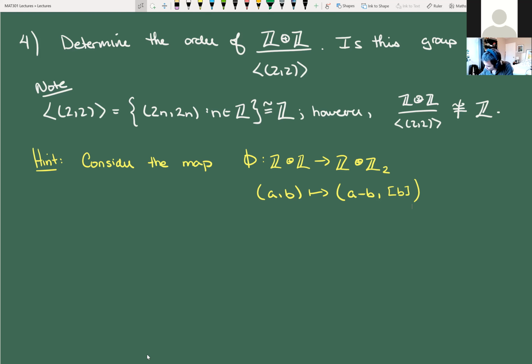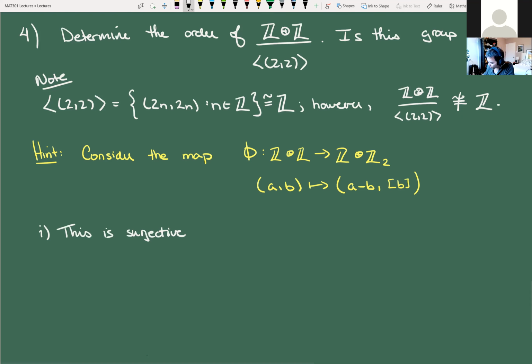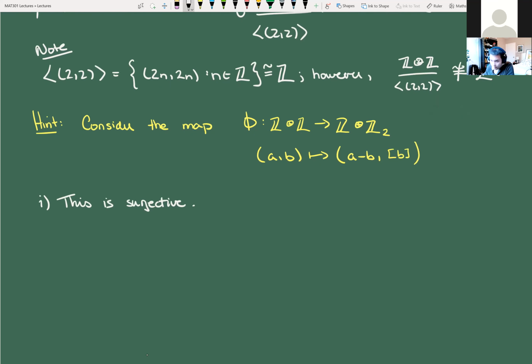First, I claim that this is surjective. It's very similar to what we just did in the problem above, except now we have the second component, but the second component can only be 0 or 1, because it's got to be in Z2. So those are the only things that we can do. Let's break it into two cases. Case 1 is that we have the element (k, [0]).